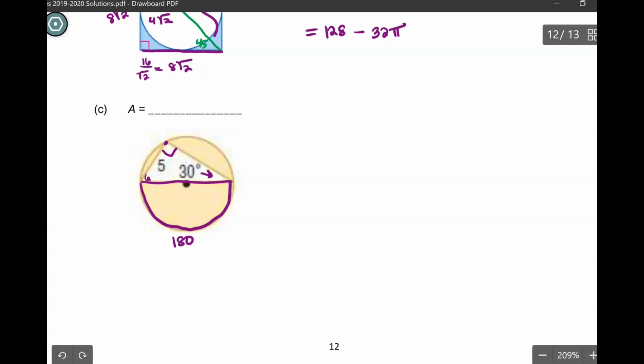So we have a 30, 60, 90 triangle. 5 happens to be the shorter leg. So that would make the longer leg 5 root 3. And that would make the diameter 10.